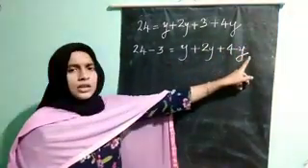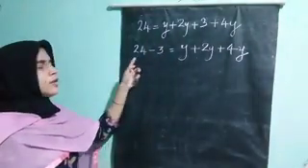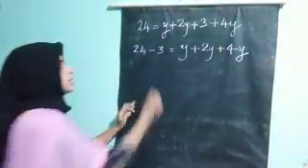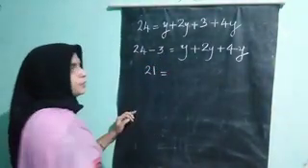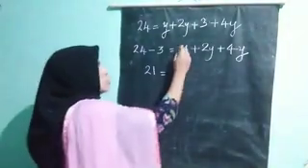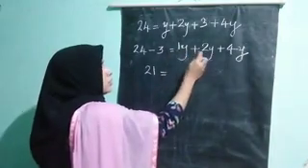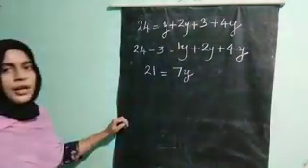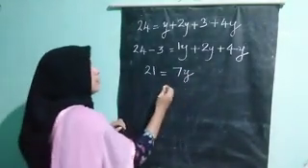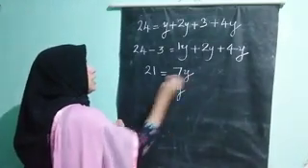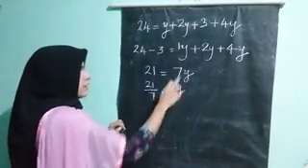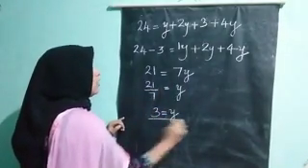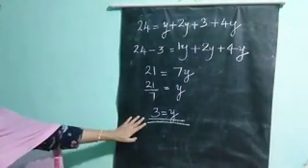Now variables are on the left side and constant are on the right side. So 24 minus 3, 21 equal to, add the like terms. So here there is a 1. 1 plus 2, 3, 3 plus 4, 7, 7y. Now we can find the value of y. How will we find the value? Y equal to 21 divided by 7. Into will become divided by. So 3 equal to y or y equal to 3.